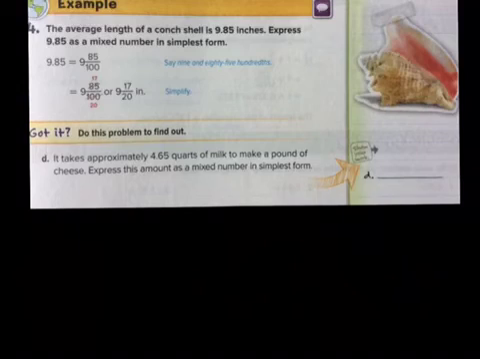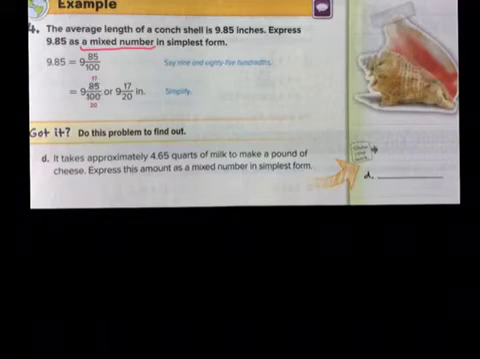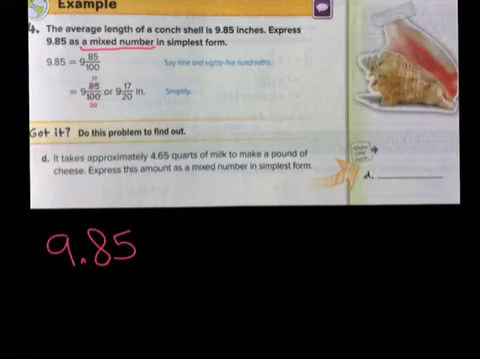Continuing. For example 4, we're going to look at mixed numbers. What is a mixed number? Well, a mixed number, boys and girls, is a whole number with a fraction, a whole number plus a fraction. So let's see. Our example is talking about a conch shell, and it's telling us that it's 9.85 inches in length. And we want to express this as a mixed number now. So a mixed number implies this. We have 9.85, right? Let's separate them.